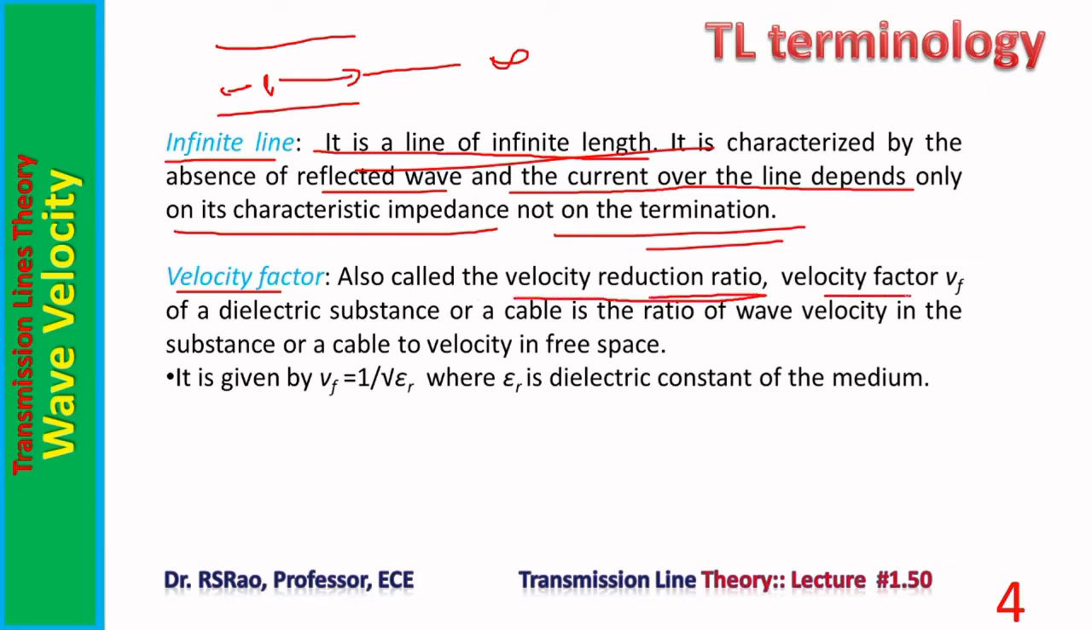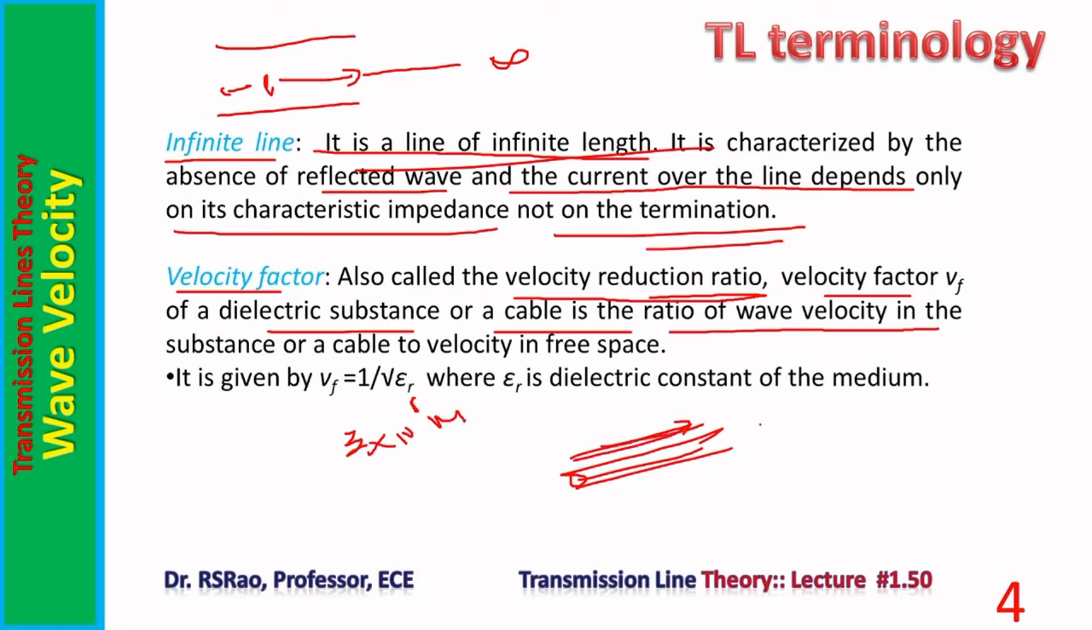Velocity factor Vf of a dielectric substance or a cable is the ratio of wave velocity in the substance or cable to velocity in free space. Let us say there is a cable. Wave travels with a certain velocity. Certainly this velocity is not equal to the velocity of the wave in free space. In free space it is equal to 3 into 10 power 8 meters per second.